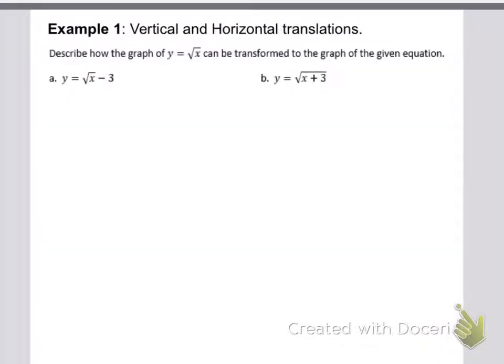So for this example, we have one of our basic functions, radical x. So what happens to part A? Well, the minus 3 is not underneath the square root sign, so we go down 3. Okay, and in part B, plus 3 is now inside the square root sign, so that means we have a horizontal shift. And remember, it's the opposite if it's inside, so this plus 3 really means we're going to the left 3. So we're taking our whole graph, and in part A, we're shifting it down 3. In part B, we're shifting it left 3.